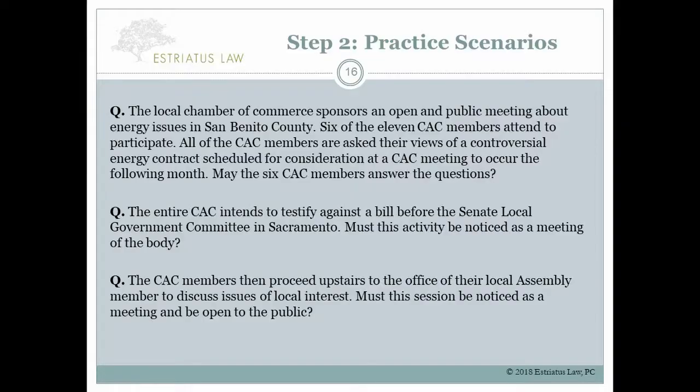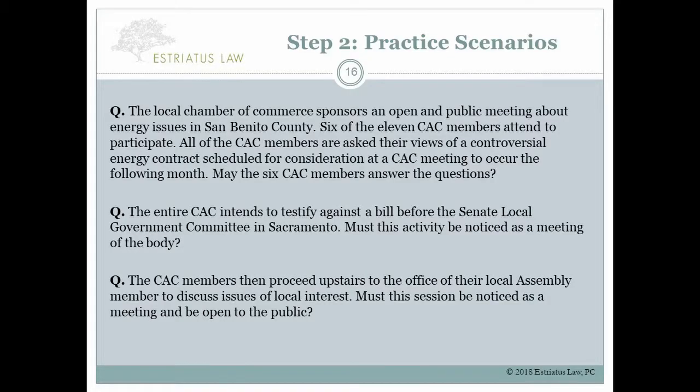Okay, the next one, the entire council intends to testify against a bill before the Senate Local Government Committee in Sacramento. Must this activity be noticed as a meeting of the body? Say yes. I mean, this is very similar to the last one, as long as we don't step aside and talk to others about what our opinions are. Yep. If we just give our own personal opinion and then close our mouths and walk away, it's exactly.